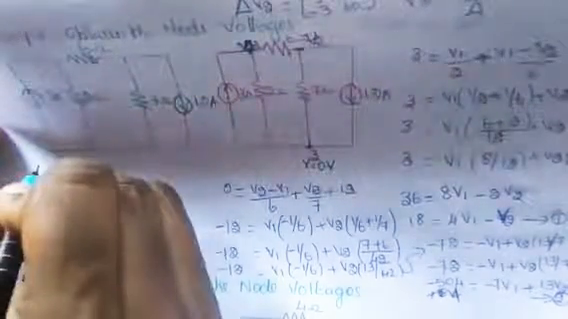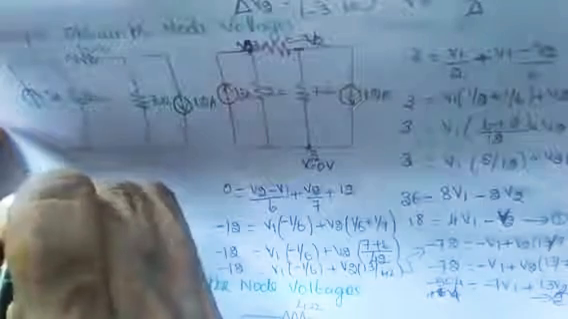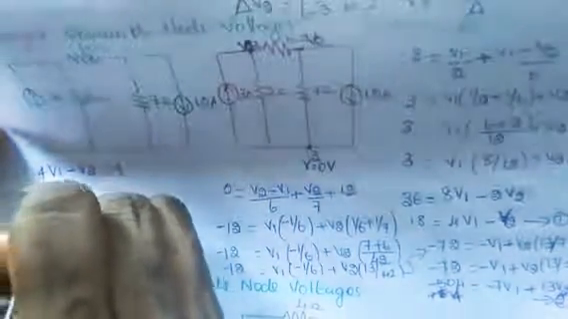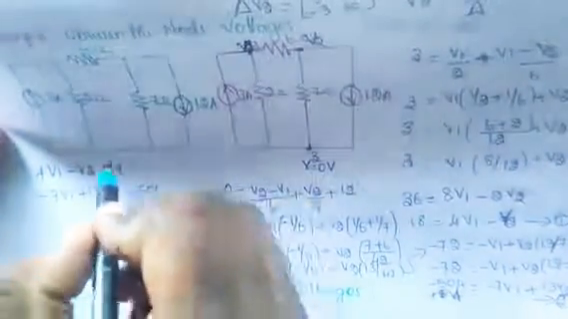So once again I rewrite the equation. So 4V1, first equation: 4V1 minus V2 is equal to 18. Second equation: minus 7V1 plus 13V2 is equal to minus 504. So from the first equation I can write V2 is equal to 4V1 minus 18.